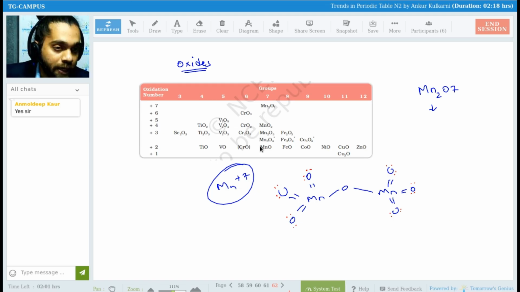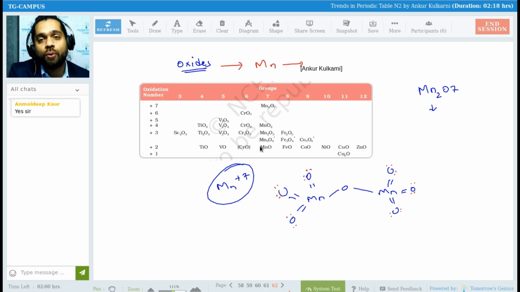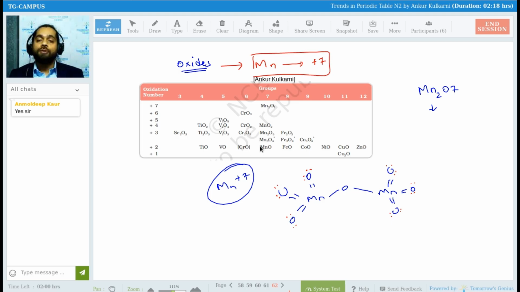Fluorine cannot form a double bond. Over here, your oxygen can form a double bond, and hence Mn2O7 is possible in the oxides. Hence, manganese Mn can go up to +7 in the oxides.